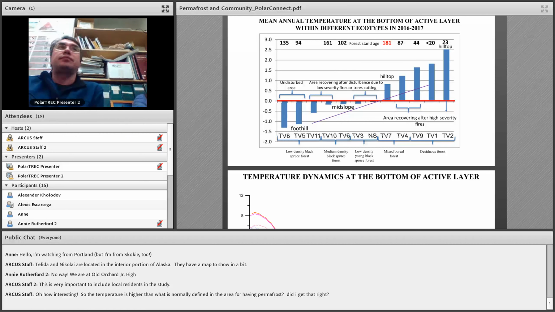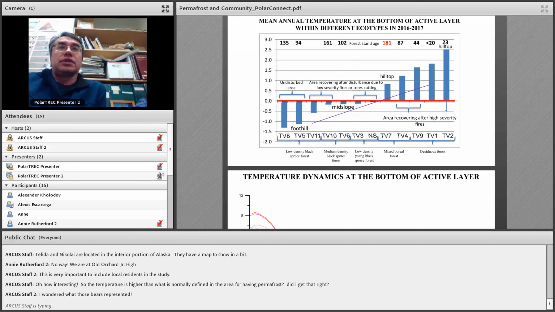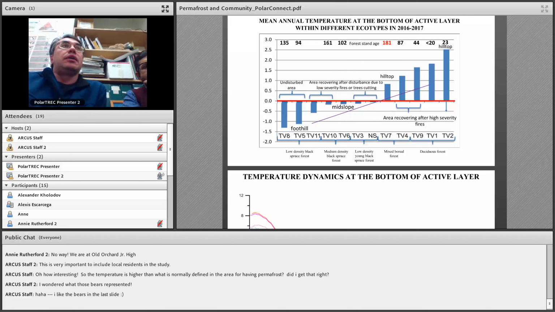So what did we find? There is a very good correlation between ecosystem and ground temperature. On this slide you can see the mean annual ground temperature at all of our sites, and the warmest sites are associated with places subjected to some disturbance, whether forest fires or human activity like tree cutting. Undisturbed areas are the coldest.